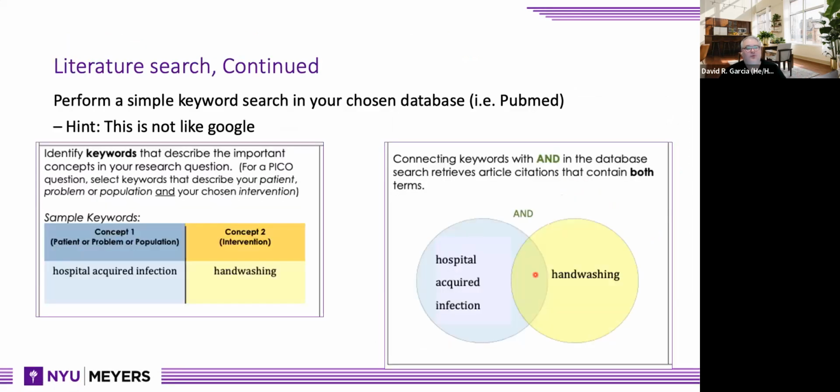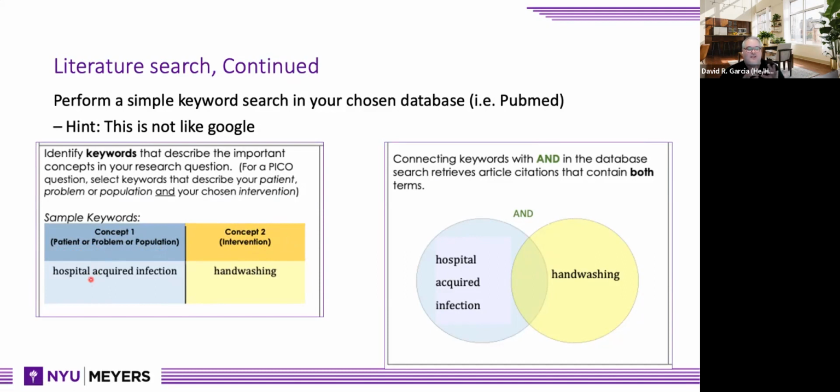So next, you'll want to perform a simple keyword search for your chosen database. You can start with PubMed. That's usually where people start. Remember, this is not like Google. You can't just put in an easy search. It's a little more methodical than that. So you'll identify keywords that describe an important concept for your research question. So for your PICO question, really your concept is your patient problem or population. And then your other concept is your intervention. So you'll take those 2 components from your question and you'll put them into the database.